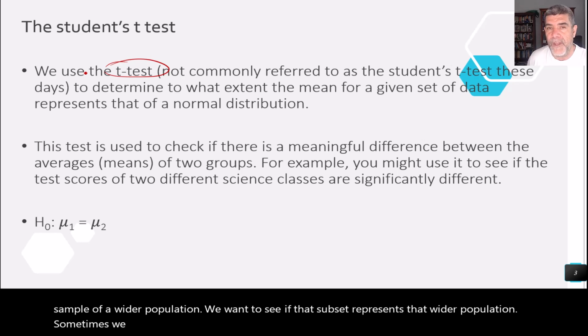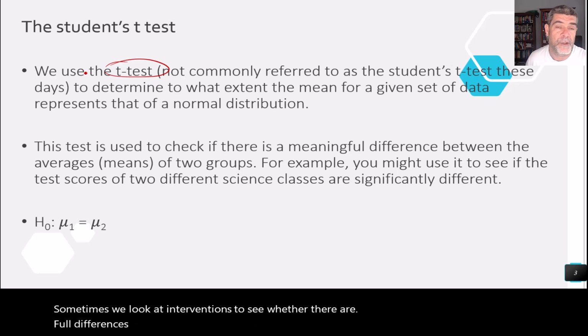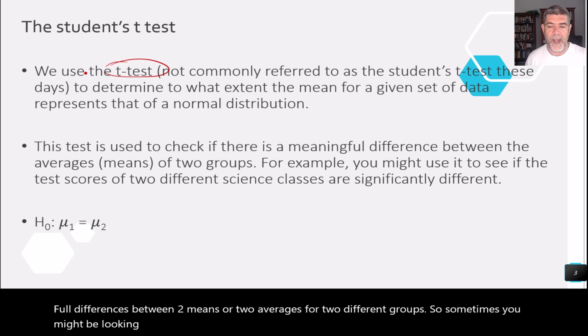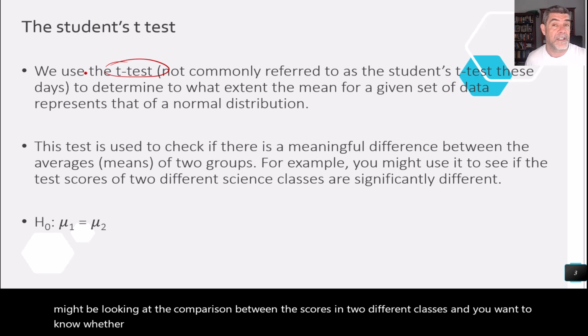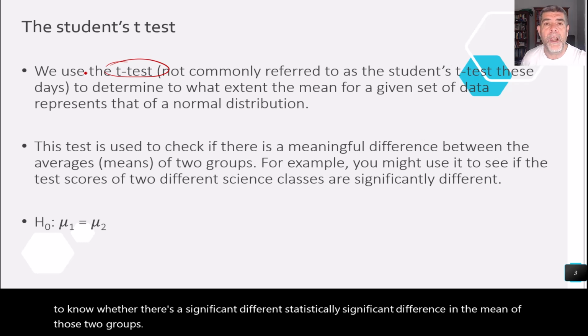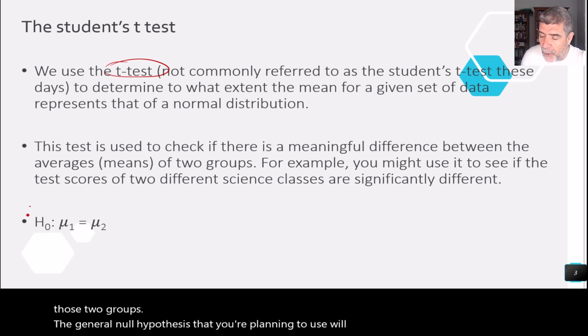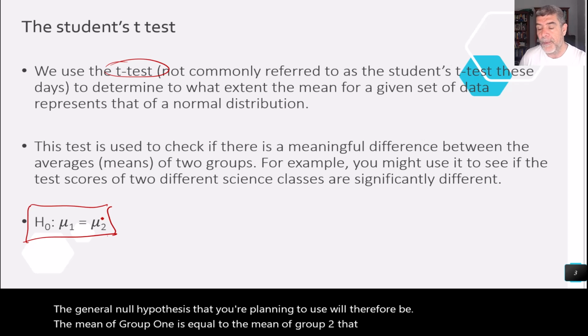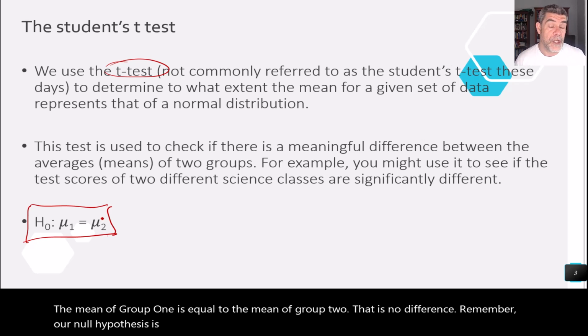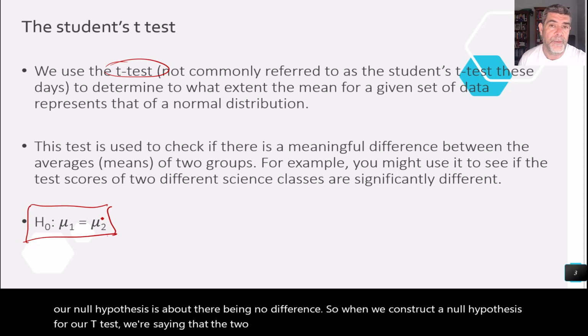Sometimes we look at interventions to see whether there are meaningful differences between two means or two averages for two different groups. So sometimes you might be looking at the comparison between the scores in two different classes, and you want to know whether there's a statistically significant difference in the mean of those two groups. The general null hypothesis that you're planning to use will therefore be the mean of group 1 is equal to the mean of group 2. That is, no difference. Remember, our null hypothesis is about there being no difference. So when we construct the null hypothesis for our t-test, we're saying that the two means will be equal.